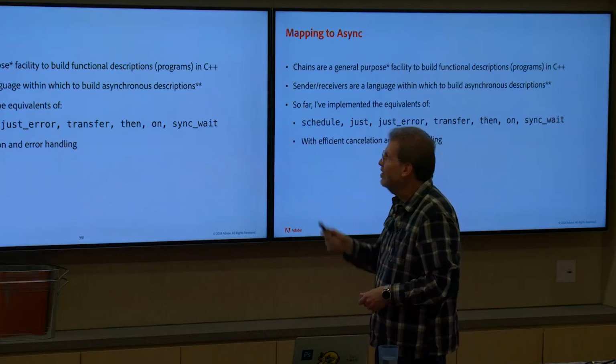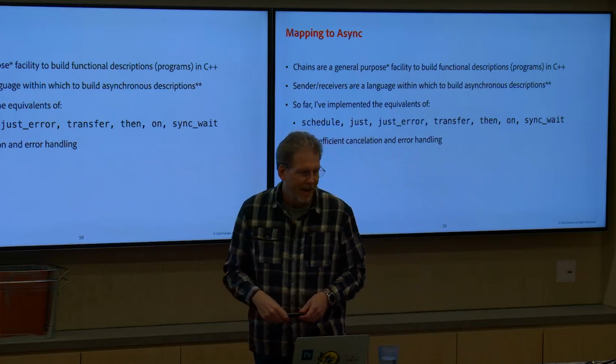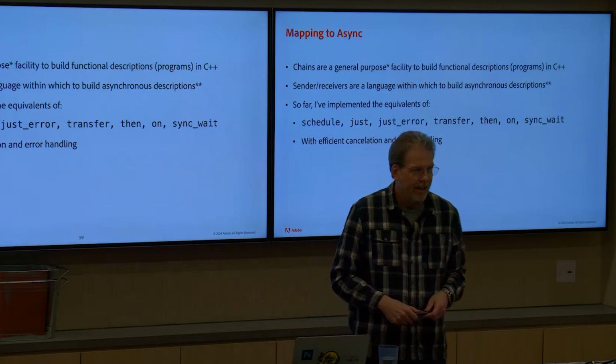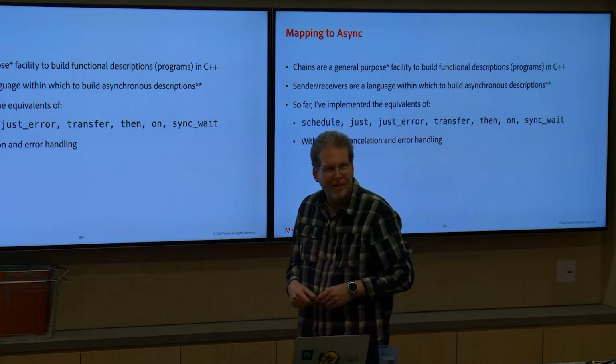So chains are general purpose. How general purpose? This is an open issue. I have a conjecture, which is given an SK combinator. This is for Connor over here.